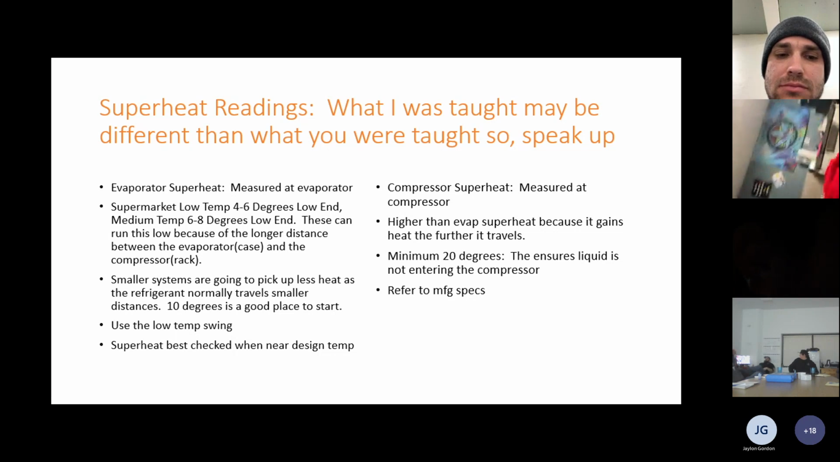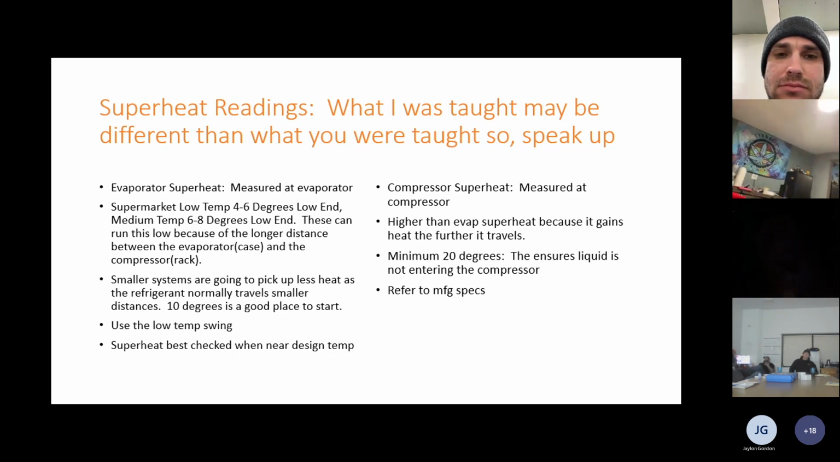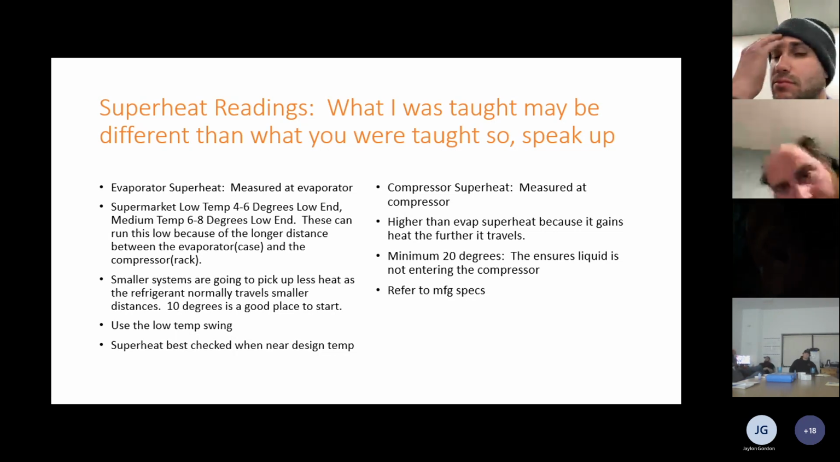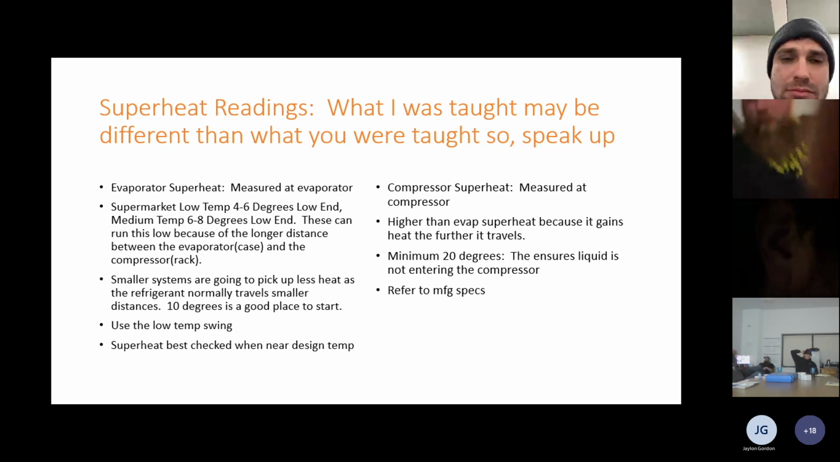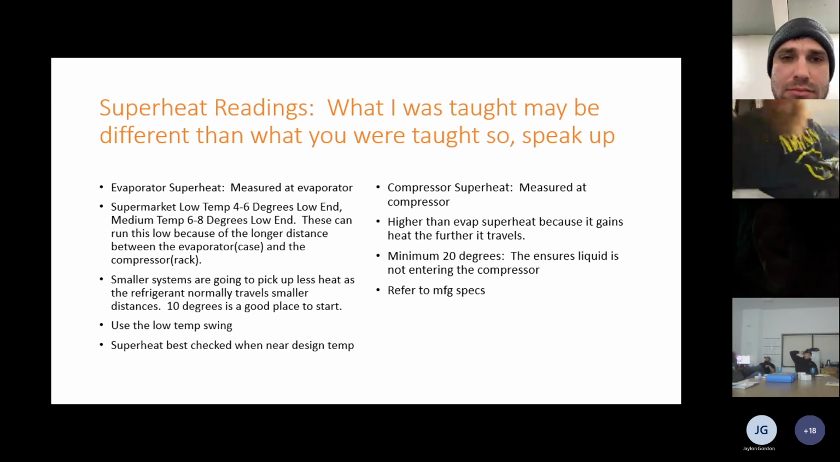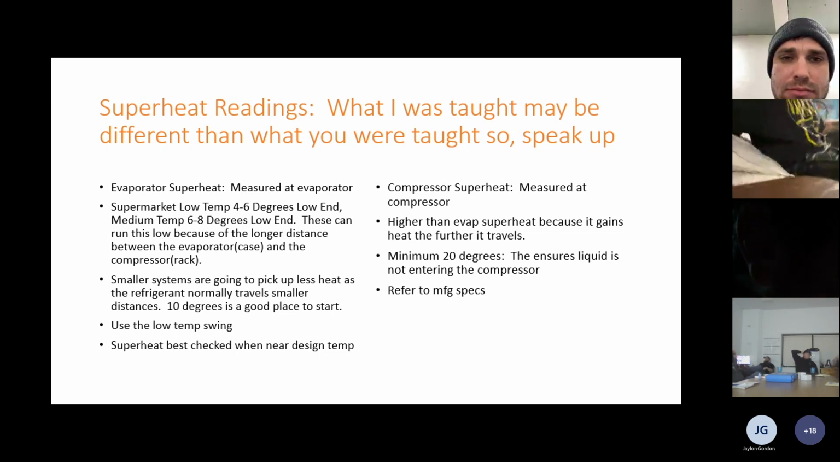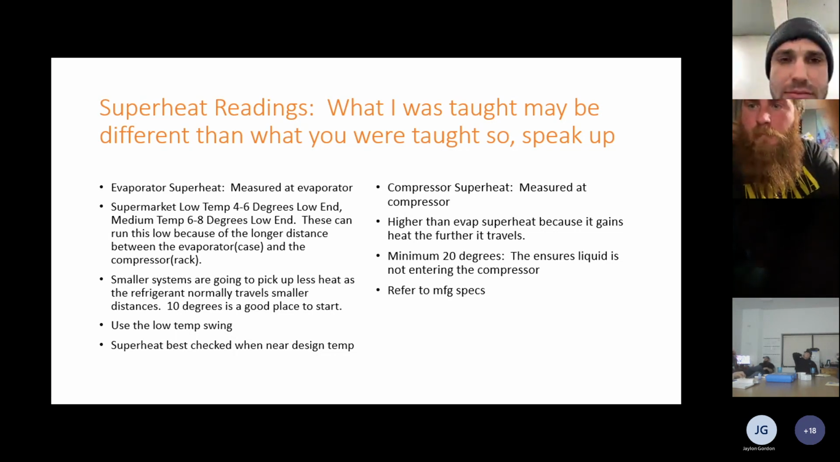We're going to go over a little bit of evaporator superheat, compressor superheat, small systems, big systems, etc. Obviously, evaporator superheat is measured at your evaporator. You can also check superheat at your compressor. You can do the same calculations, the same suction line temp 6 inches from your compressor and your pressure at your compressor. But what are some differences?